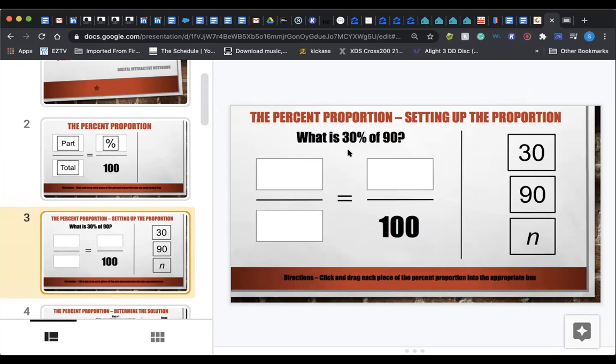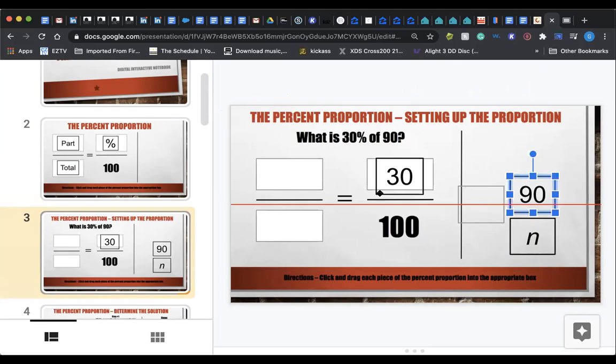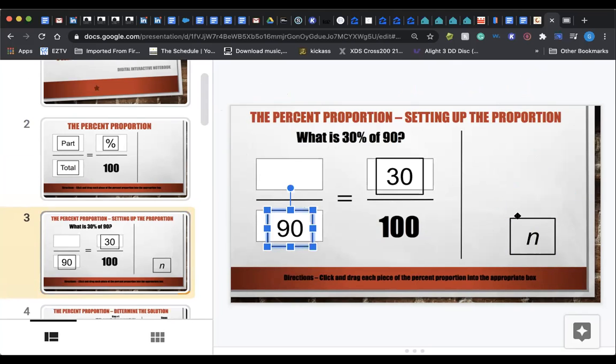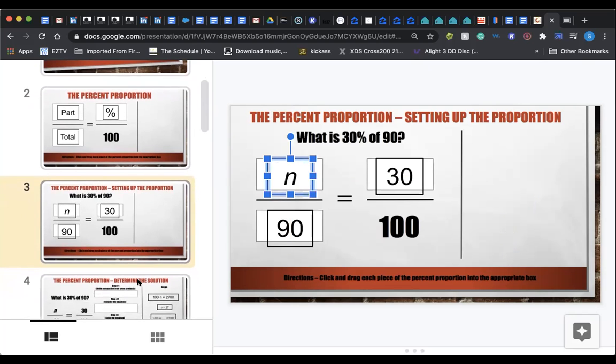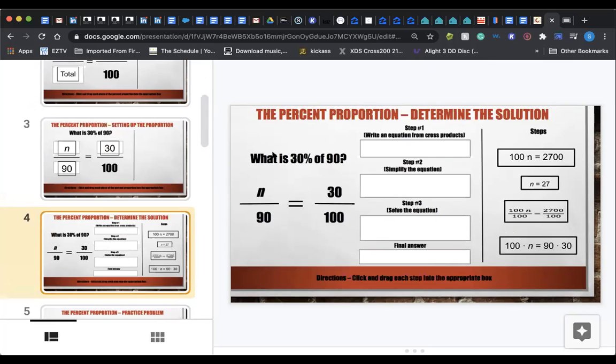All right, so this one says, what is 30% of 90? Help me set it up. Where do I put the 30? Oh, top of the 100. Good. Where do I put the 90? So what it's total supposed to be? Okay. And so then this is what's missing, right? Mm-hmm. Good. So what is 30% of 90?